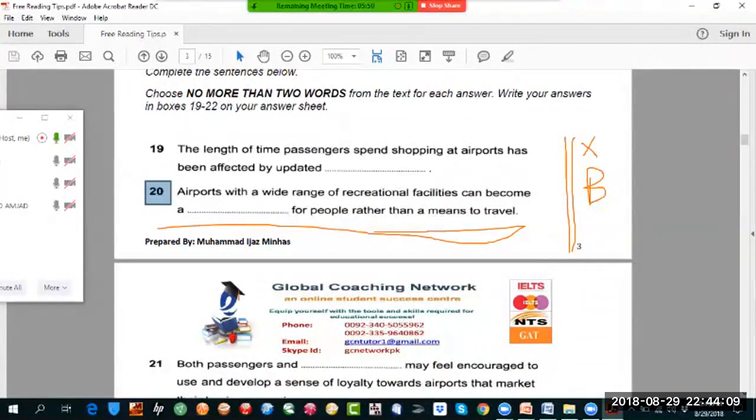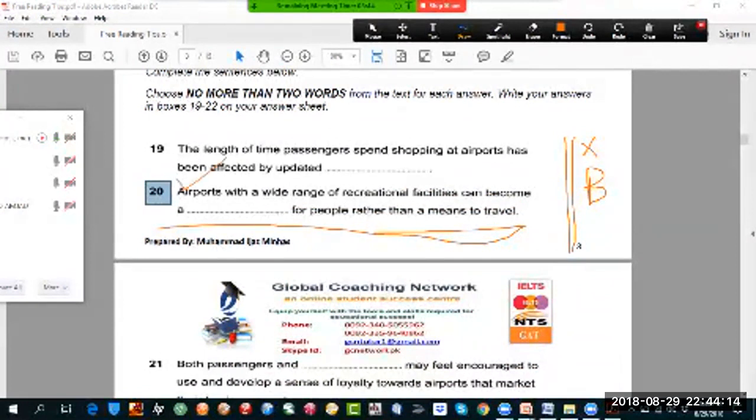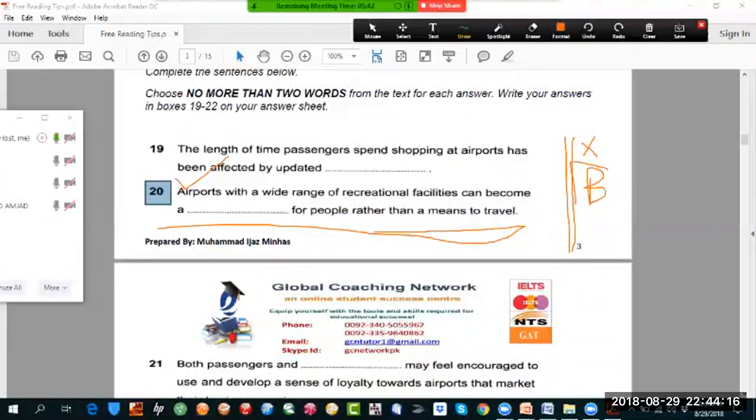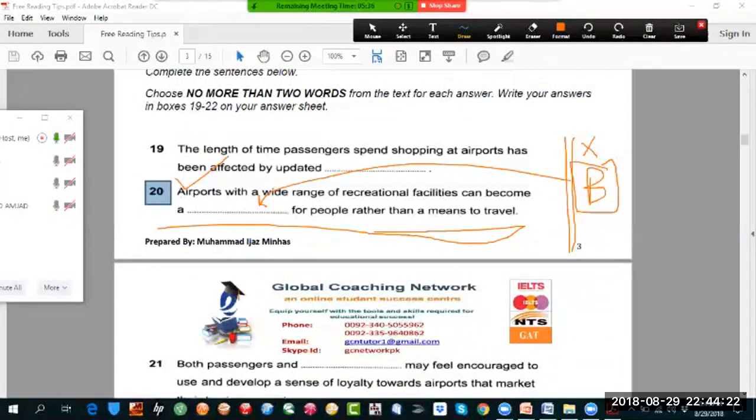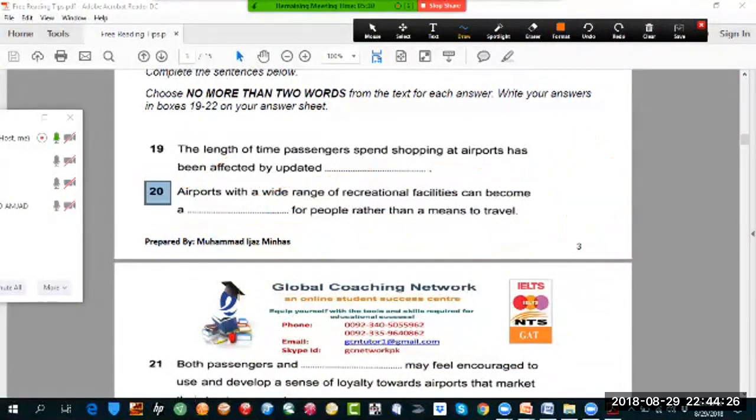And it is quite possible that we may find the answer to paragraph B, question number 20, here in paragraph B. So reading paragraph B was not useless, because I found one answer from it. Getting it, everyone?